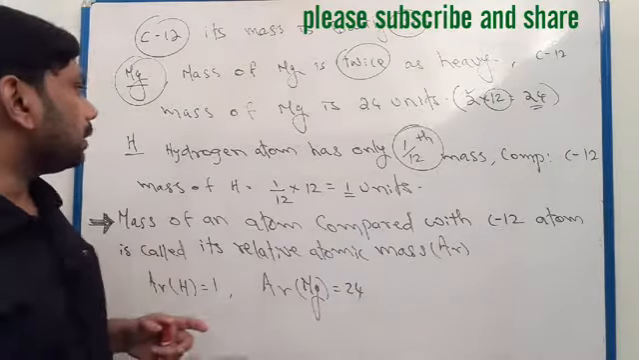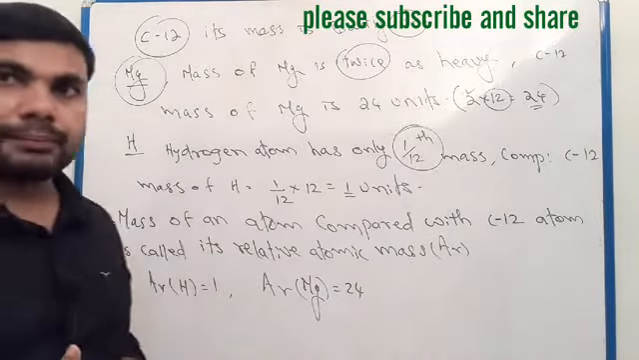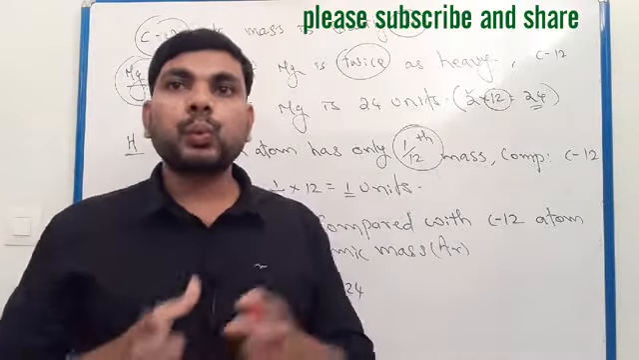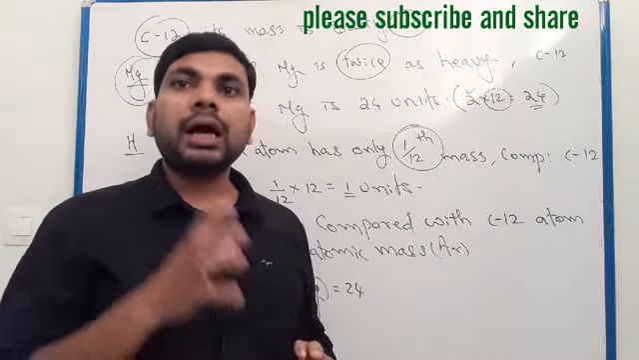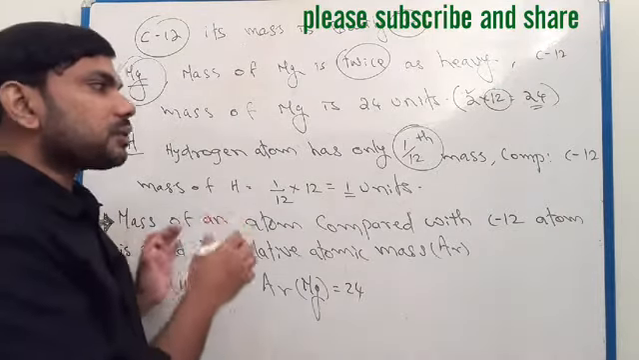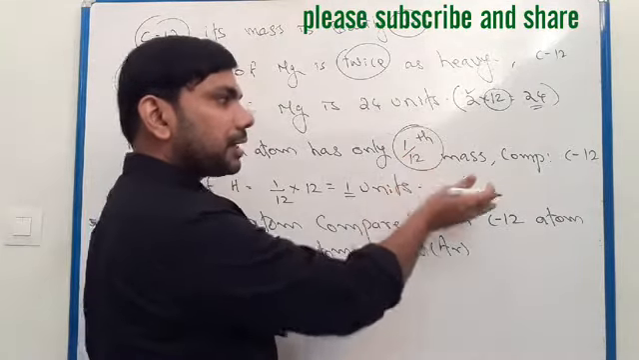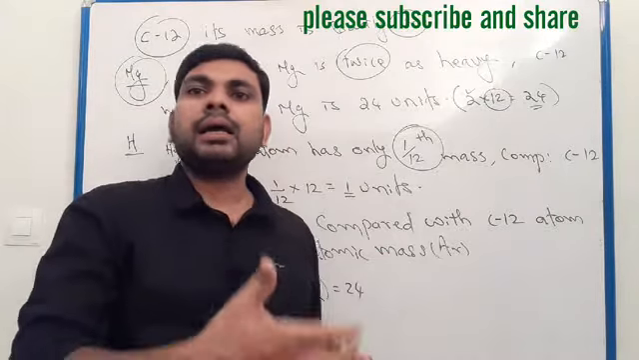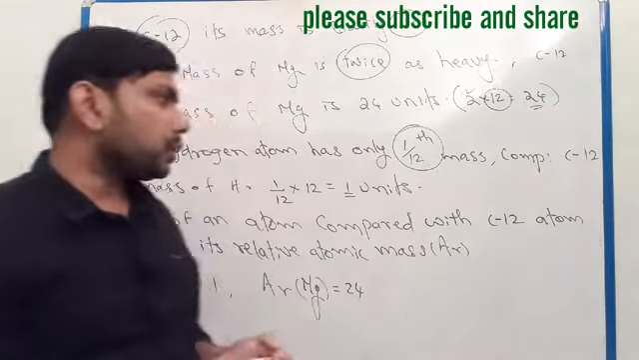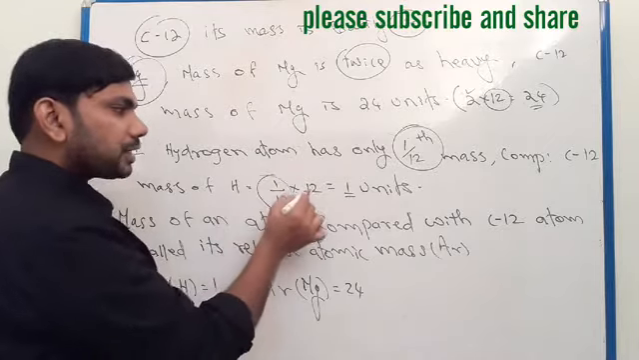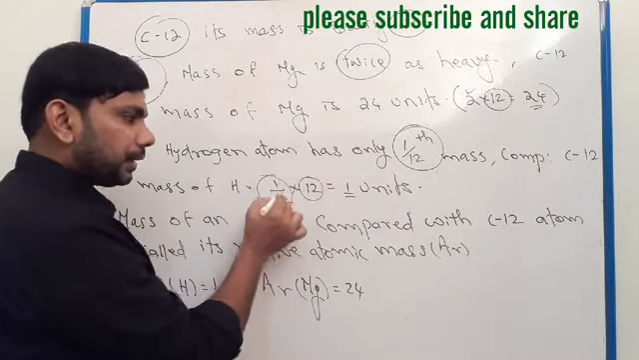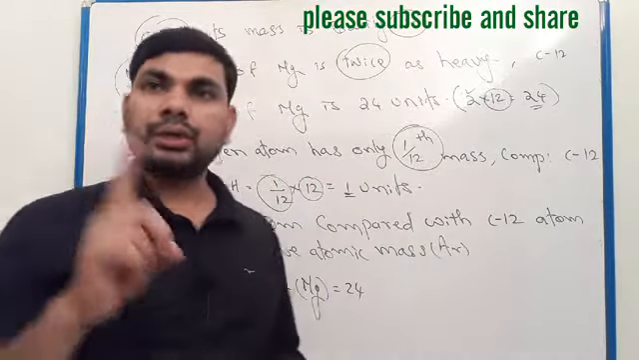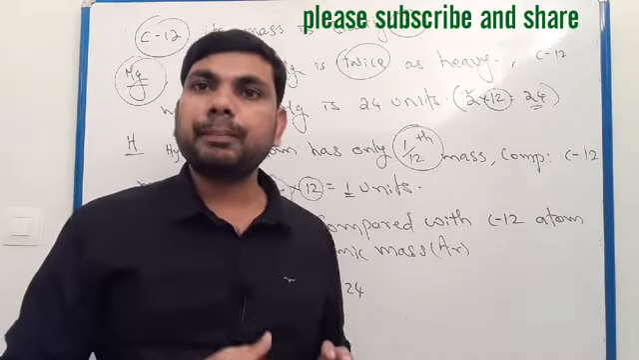Similarly, another example: you want to find the mass of hydrogen. You compare the mass of hydrogen with carbon-12 in the spectrometer, and you can see the mass of hydrogen is 1 by 12th of carbon-12. The mass of carbon-12 is 12, so 1 by 12 times 12 is 1. So the mass of hydrogen is 1 unit.